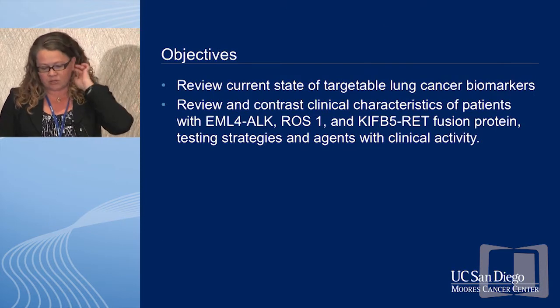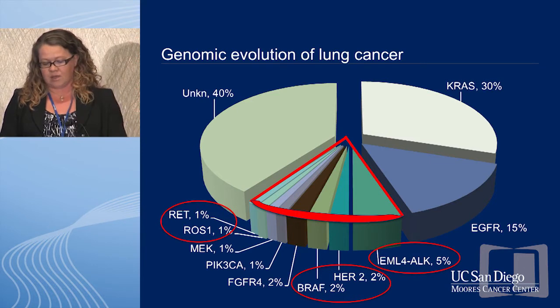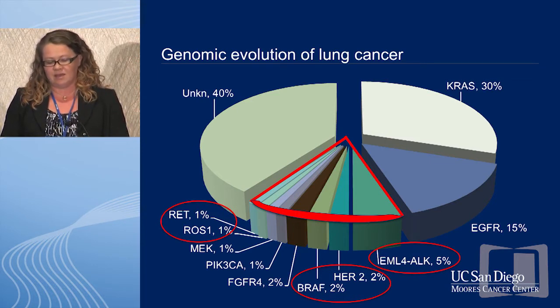So what I'm going to be talking about today, I'm going to go over the current state of targetable lung cancer biomarkers, and then I'm going to concentrate on 3 of those biomarkers, primarily EML4-ALK, ROS, and RET. And if I have some time left, I will go over the HER2 insertion as well as the BRAF mutations. So by the luck of the draw, I got to cover about this pie in about 20 minutes. The good news is that yesterday we covered PI3 kinase mutation and FGFR, so I'm not going to go through that. So today I'm just going to concentrate on RET, ROS, EML4-ALK, and if I have time, I'll go over the HER2 and BRAF.